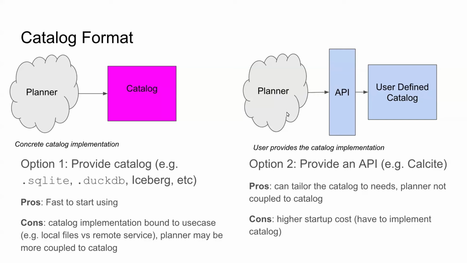When you're building your database system, there are typically at least two options. The first is you provide your own catalog implementation. For example, DuckDB or SQLite do this. There's just some file format that has all the information the database needs to find its data and add stuff to it. The upside is the system just works out of the box. You don't have to worry about formats or whatever.